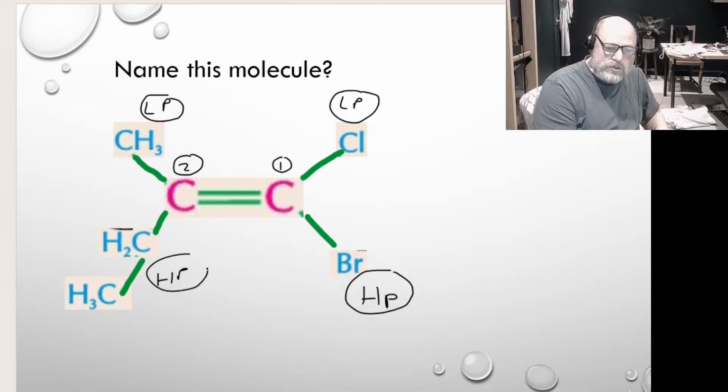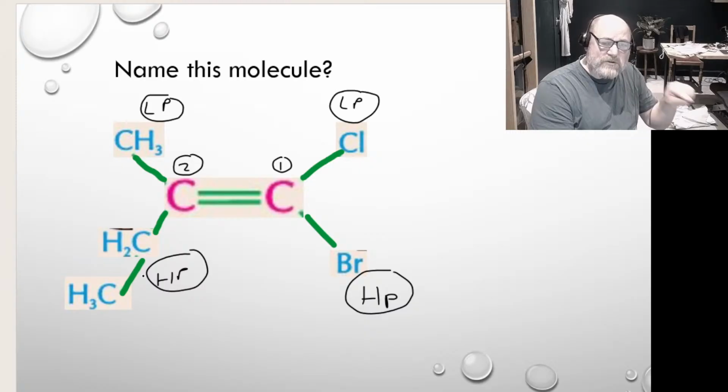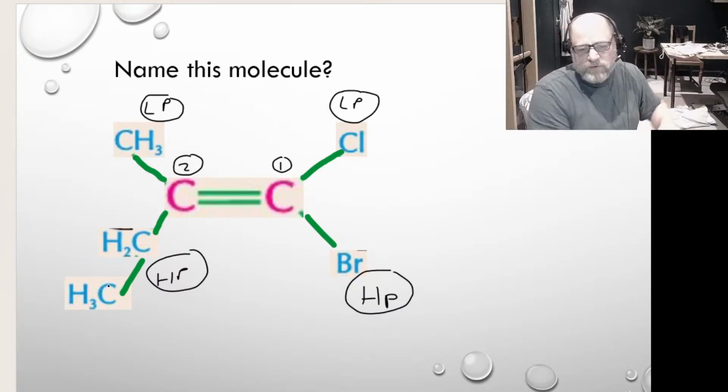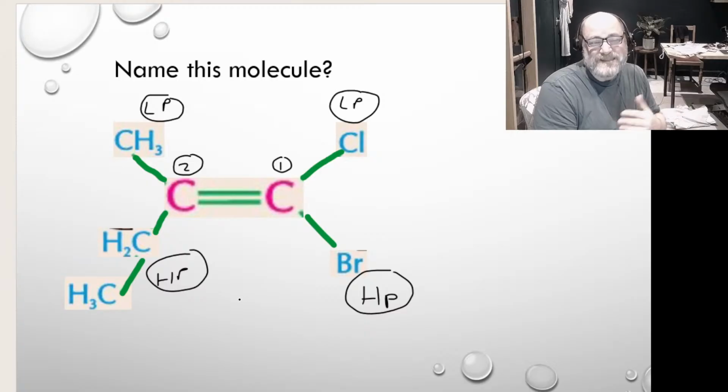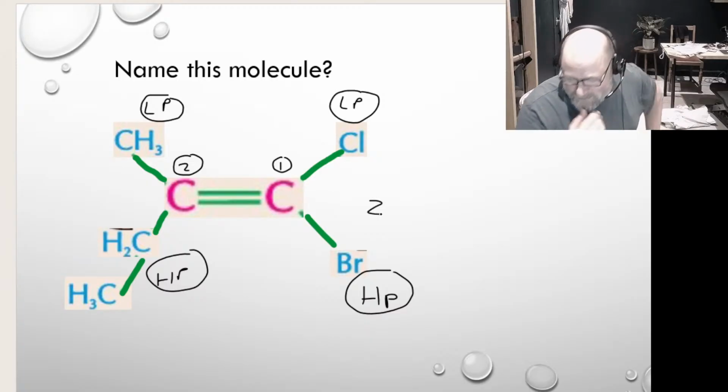Now you treat these high priority groups as being like 2 identical groups. So this is going to be Z isomer. So this isomer begins with a Z.